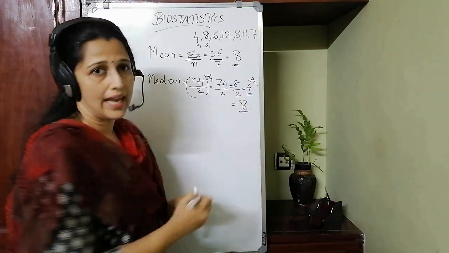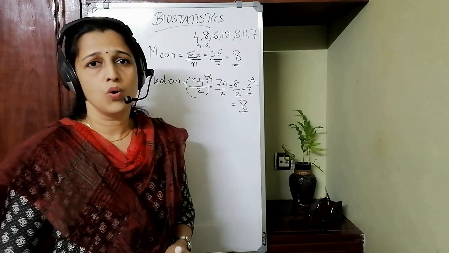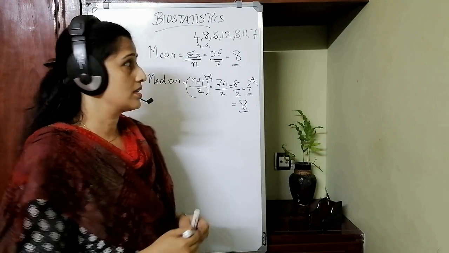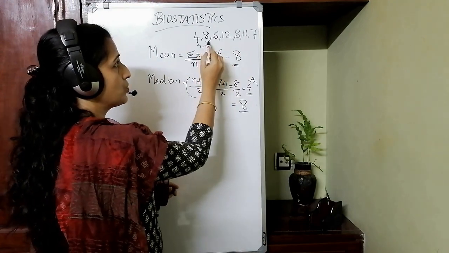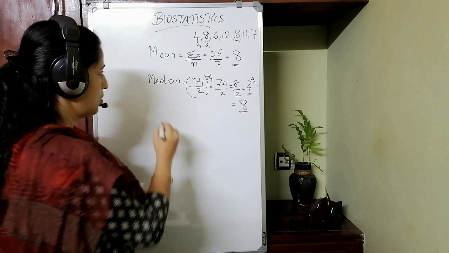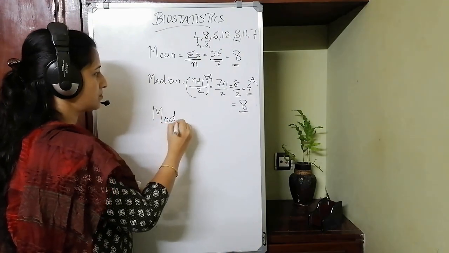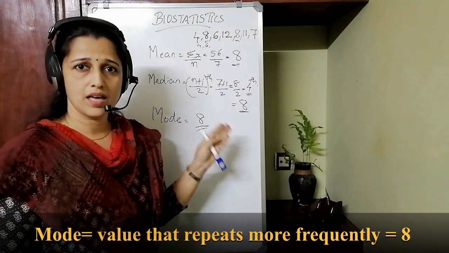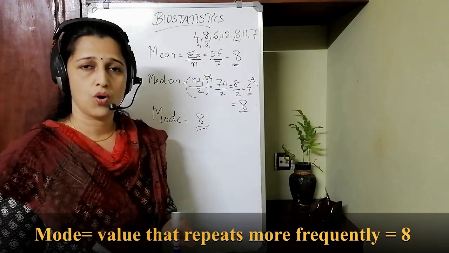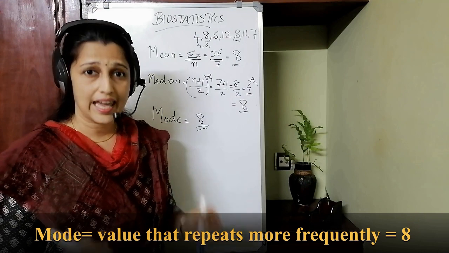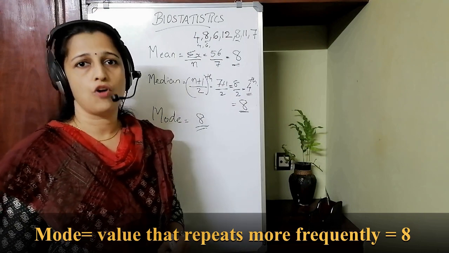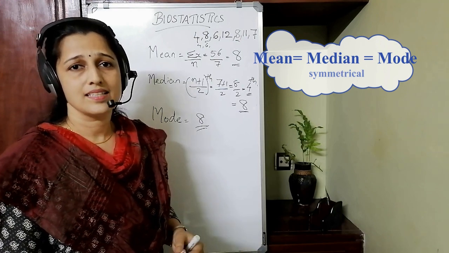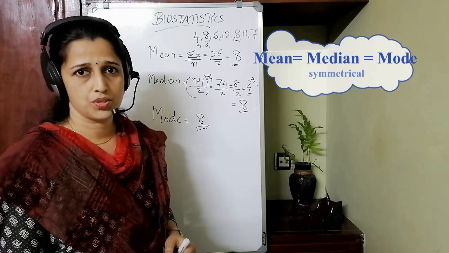So median is 8. Now next is mode. Mode is the data which is most frequently repeated, and in this data the repeated value is 8. So mode is equal to 8. Here you can see mean, median and mode are the same, that is 8. And this type of data is an example of symmetrical distribution.